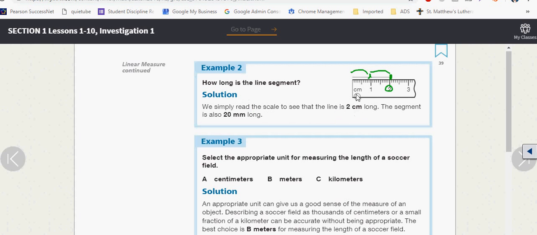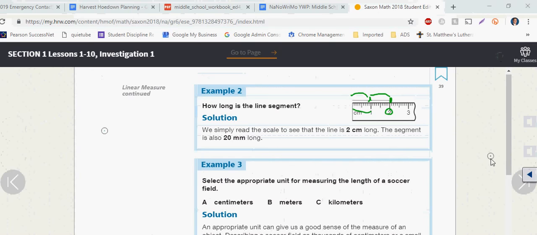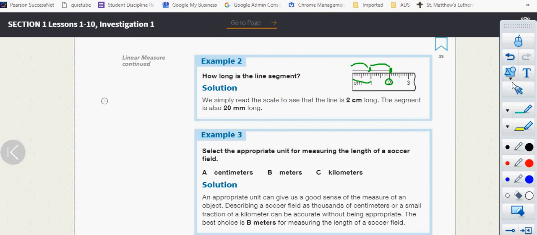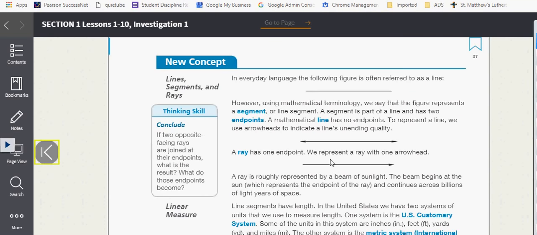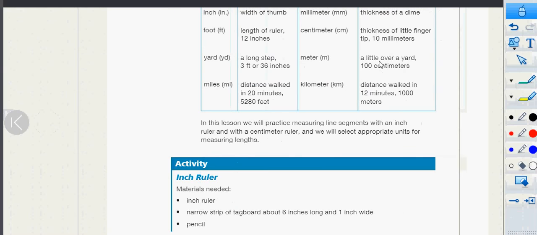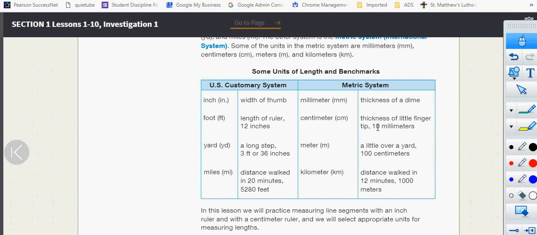Well, how many millimeters was that? In order to know that, you maybe need to know how many millimeters are in between 0 and 1. How many millimeters in a centimeter? Well, we could go back and check to see, or count on our ruler. It's always a multiple of 10. There are 10 millimeters in a centimeter.